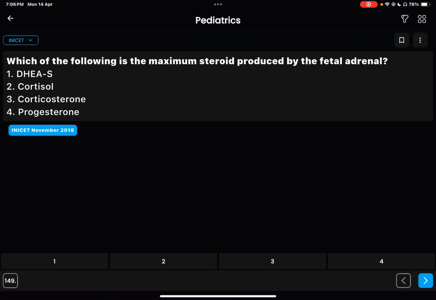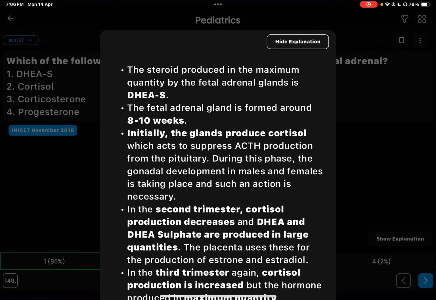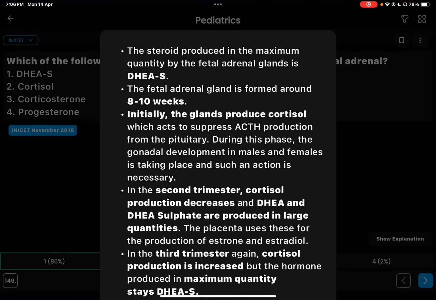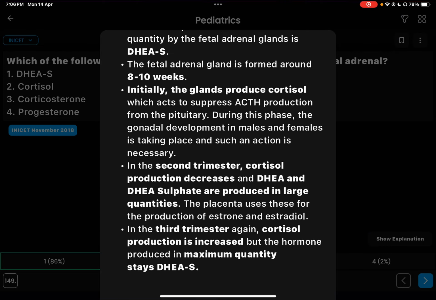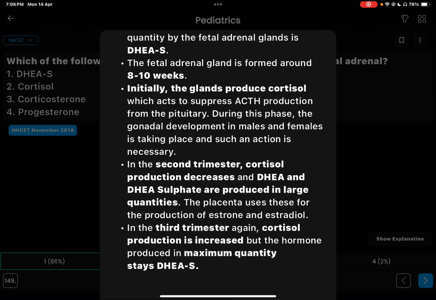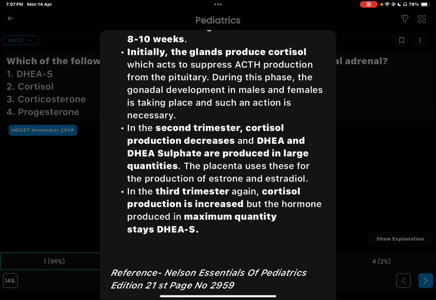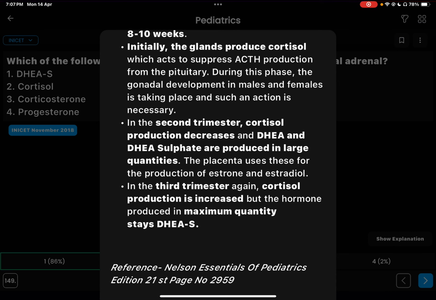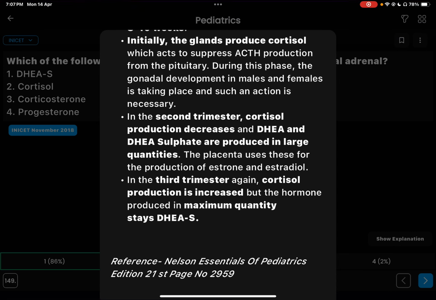Which of the following is the maximum steroid produced by the fetal adrenal glands? Let's take a guess. DHEAS. The steroid produced maximum in quantity by fetal adrenal glands is DHEAS. The fetal adrenal gland is formed around 8 to 10 weeks time. Initially, the glands produce cortisol, which acts to suppress ACTH formation from the pituitary.